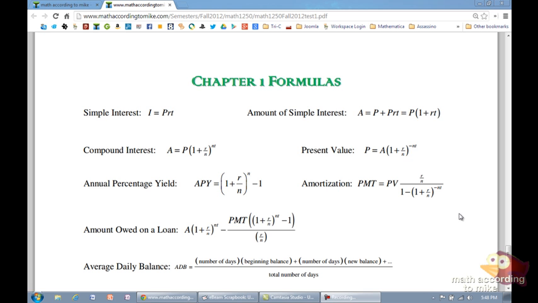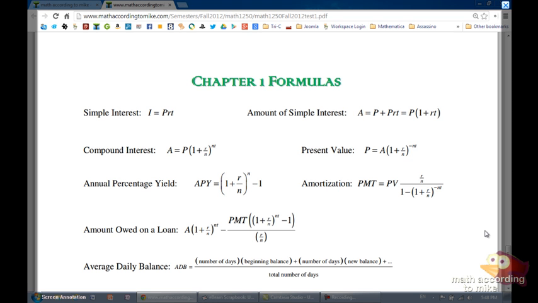All right, let's go through all the formulas that were found in Chapter 1. First off, we begin with simple interest and amount of simple interest. These guys right here. The way you know you're going to use simple interest is if the problem says simple. They're the nicest ones, hence the name.